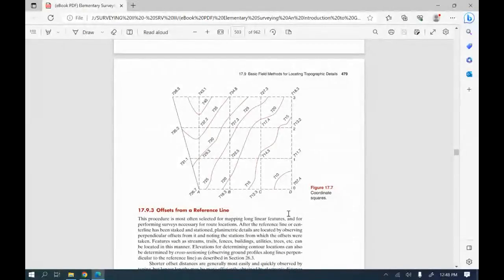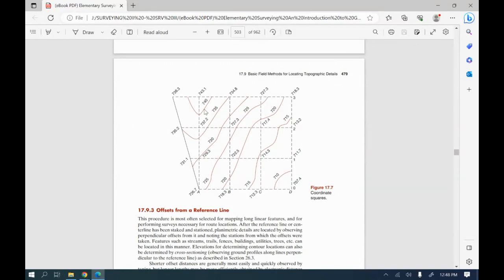Right there it is. But they did every 5 feet. So there's the same example I did. I just put some numbers with it, but they did it every 5: 710, 715, 720, 725, 730, 735, and 740. I did 2 foot.